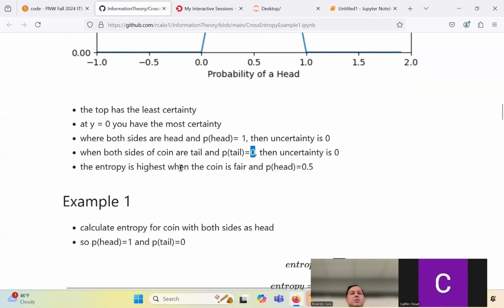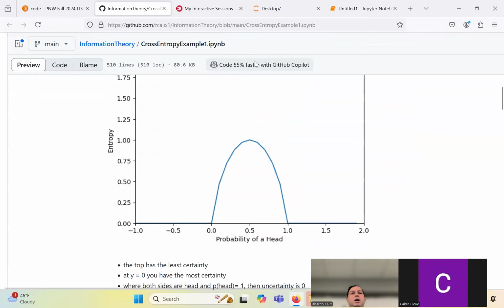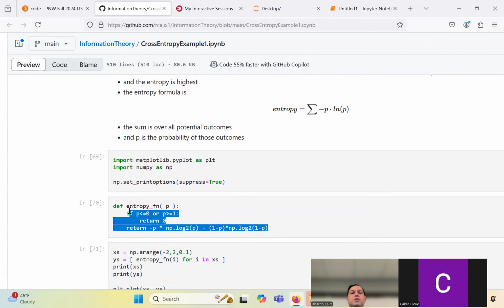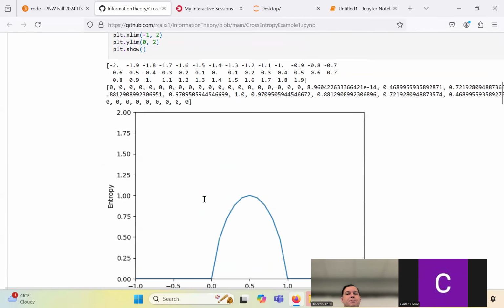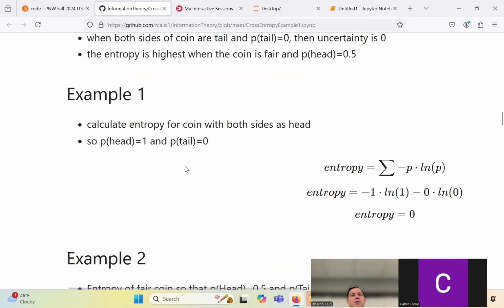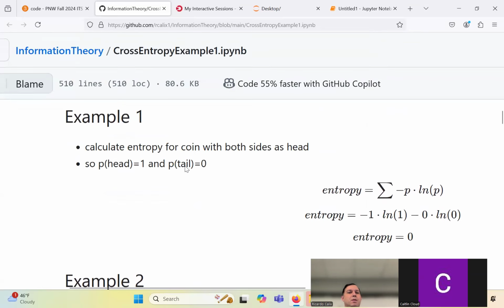But the entropy is highest when the coin is fair, so a probability of 0.5, and this is depicted by the graph, which is obtained by using our function over here, which is my same function over here for the example of binary entropy. Remember, this is just entropy, not cross entropy, okay? So that's the information that we have there. So let's do a few examples just to kind of illustrate this. I have a couple of examples, and then from there, we're going to go to cross entropy.